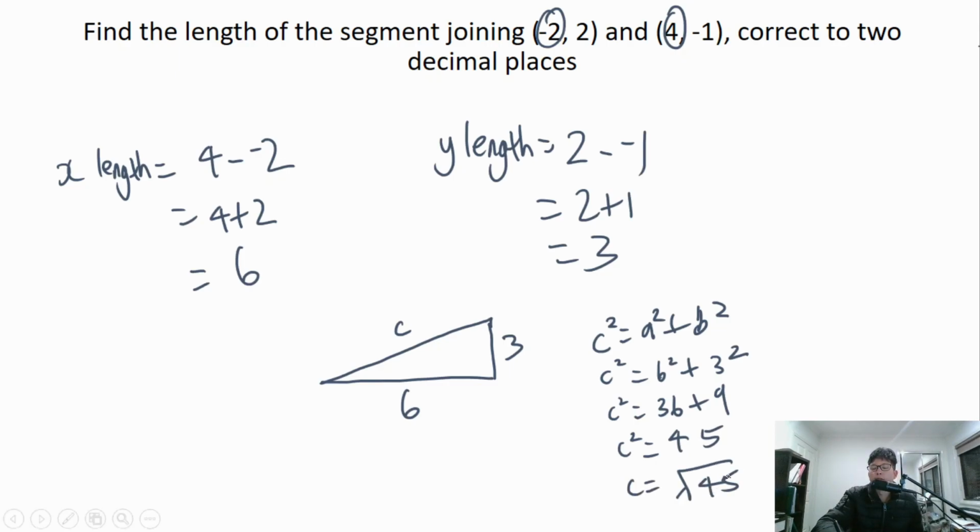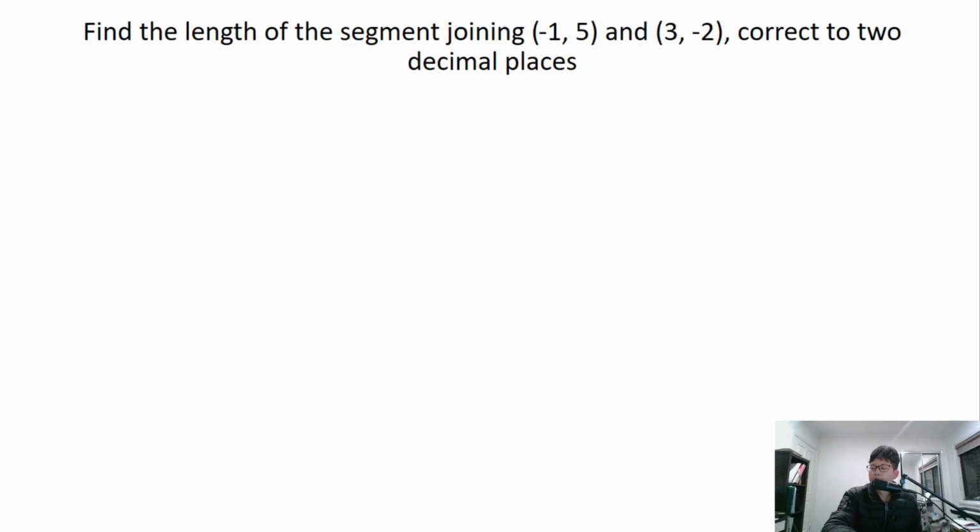If you want that to 2 decimal places, you put that in your calculator, and rounded to 2 decimal places it will give you a value of 6.71. Alright, so hopefully that makes sense. Let's try a question by yourselves now. Just pause the video here and have a go at this question.